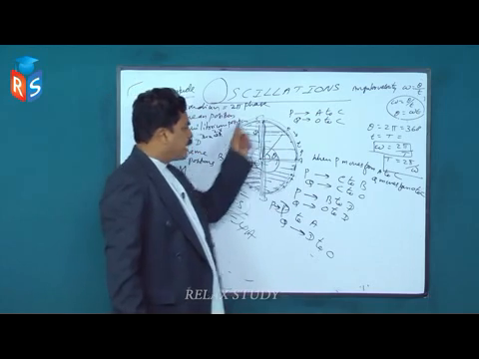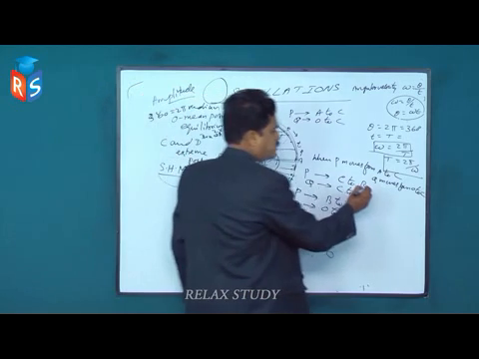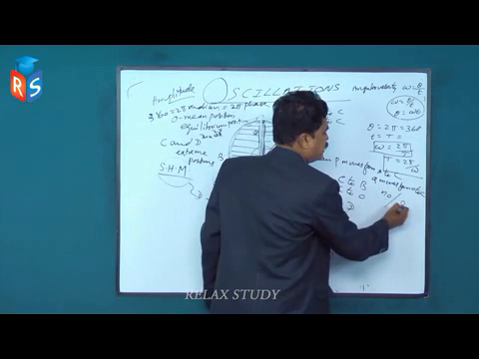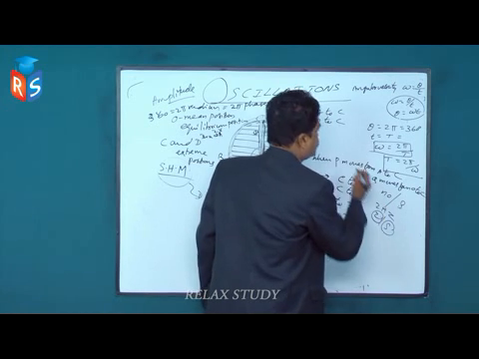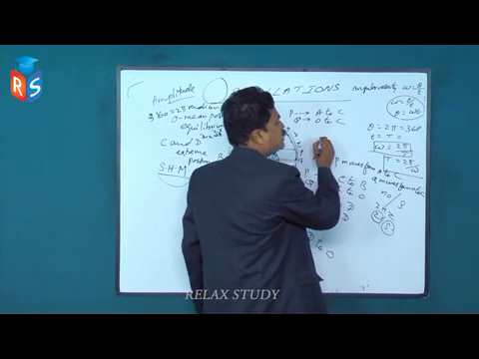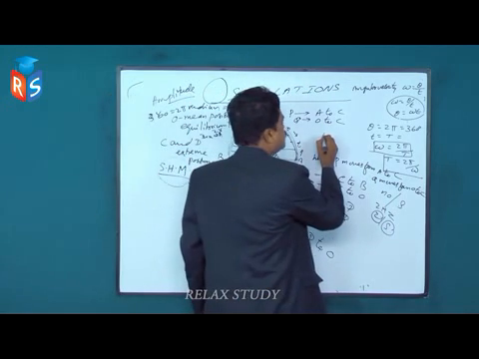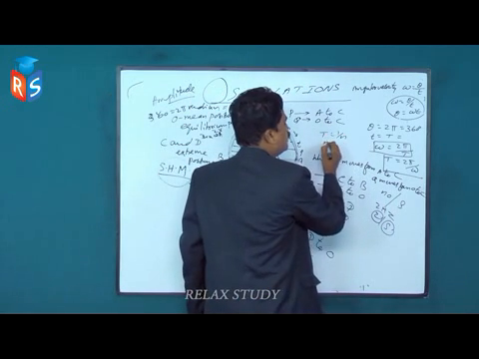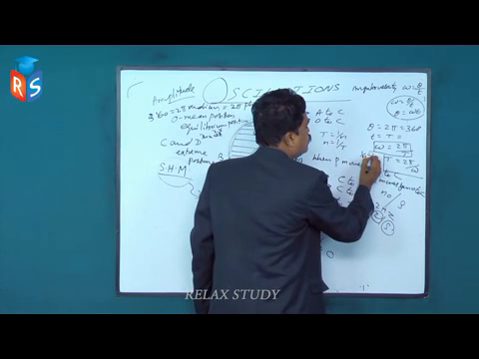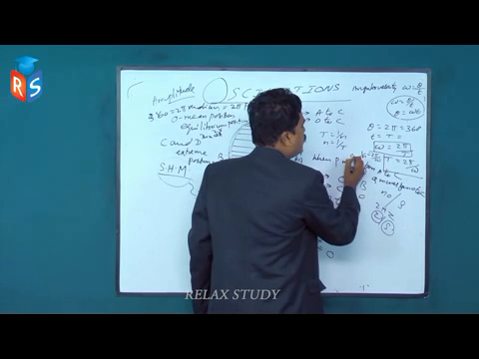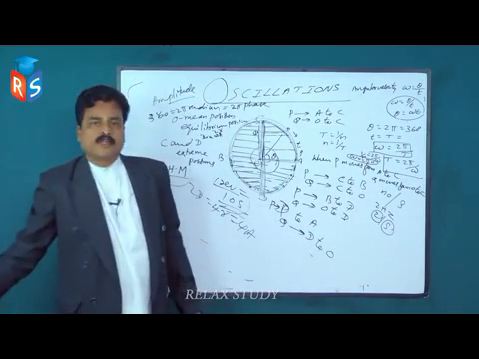The period is the time taken for one revolution or one oscillation. The frequency of oscillation is the number of oscillations per second. Frequency 2 Hertz means 2 per second, in 1 second 2 oscillations. T is equal to 1 by n. So n is equal to 1 by T. Here you can write 1 by n is equal to 2 pi by omega. Therefore omega is 2 pi n.